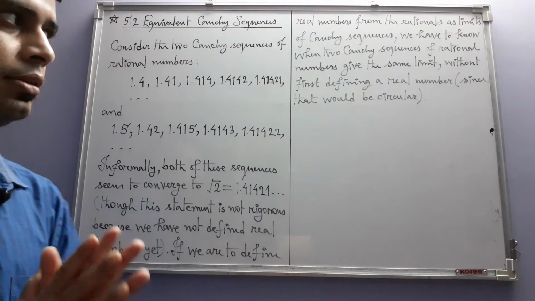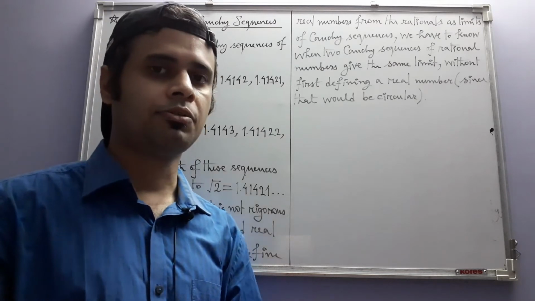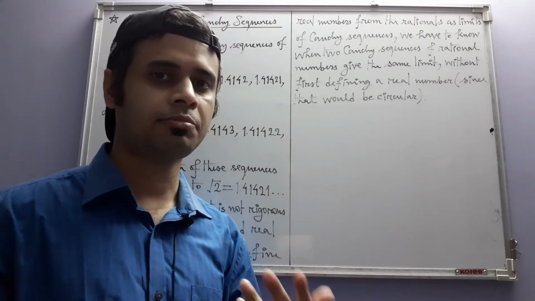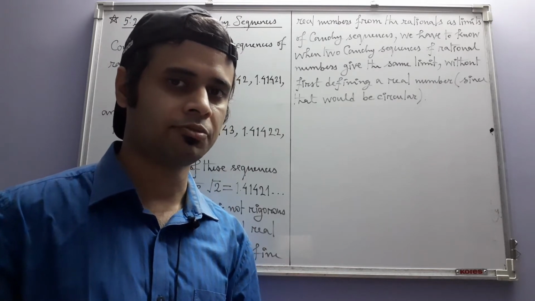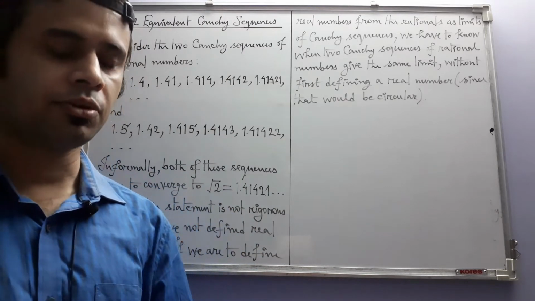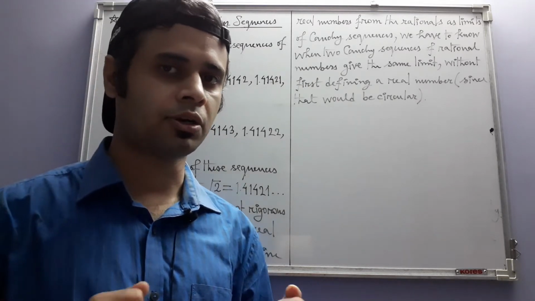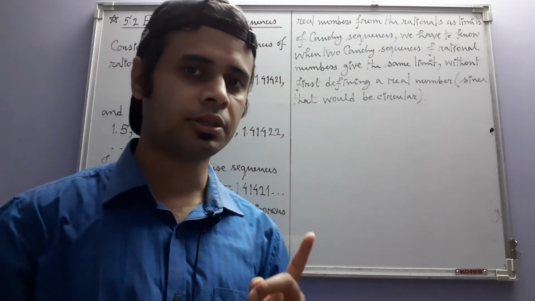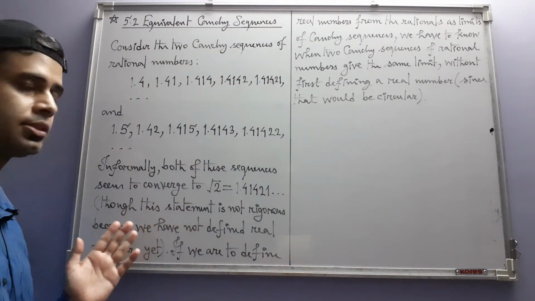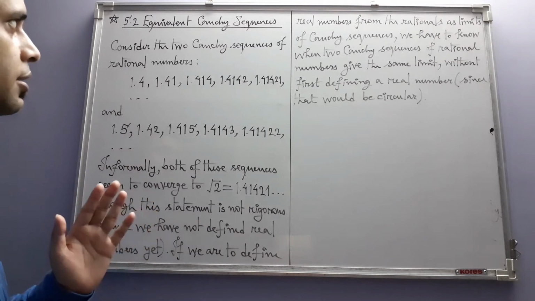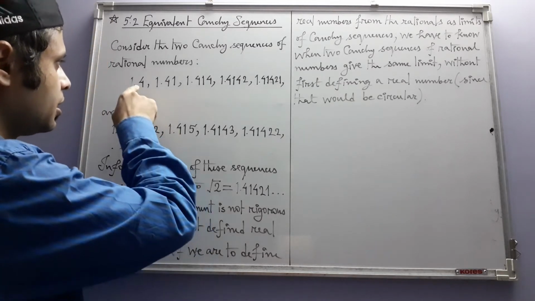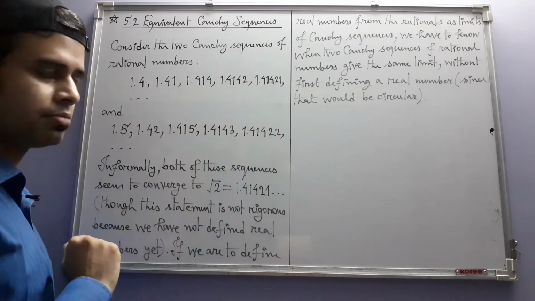Okay, so we now have an idea of what a Cauchy sequence of rational numbers is, and this is the type of sequences we are going to use to define real numbers. But this is not enough. I mean, only knowing about Cauchy sequences is not enough. There is one more issue that needs to be addressed, and that's why we have this second section, equivalent Cauchy sequences. To see what the issue is, we consider two Cauchy sequences of rational numbers.